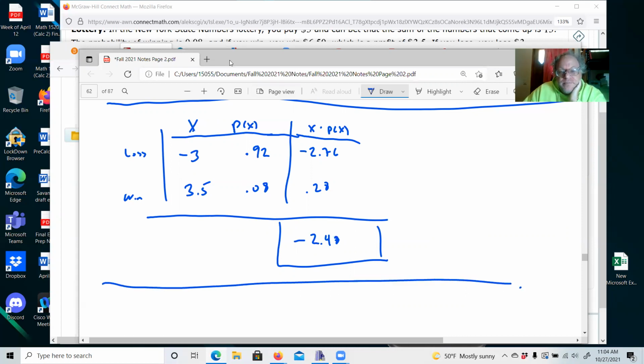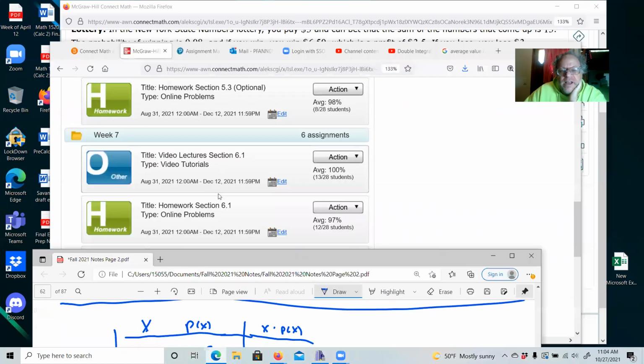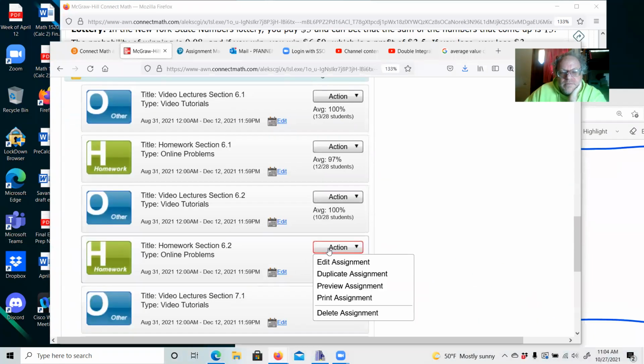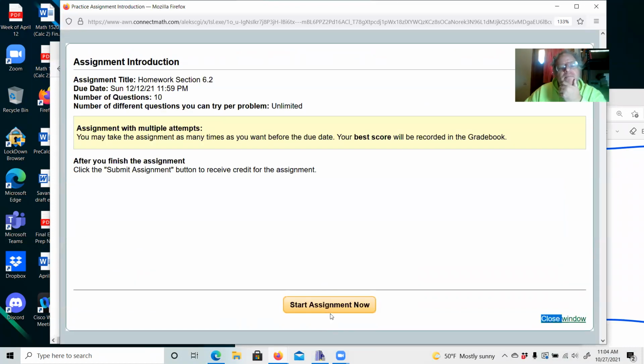Okay, next. Okay, so that was expected value. That was 6.1. 6.2. Preview. Start. Come on.